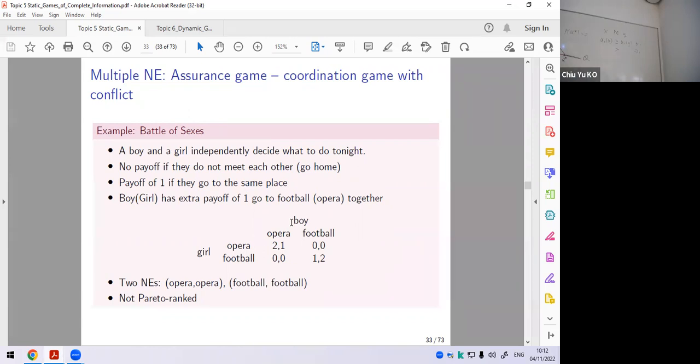Okay, so why do you have this? What is the prediction? Which outcome? For you, what's the outcome you predict? You think opera or football? Both of them. But if you want to pick, can you tell? You can't tell, right? Just based on this.